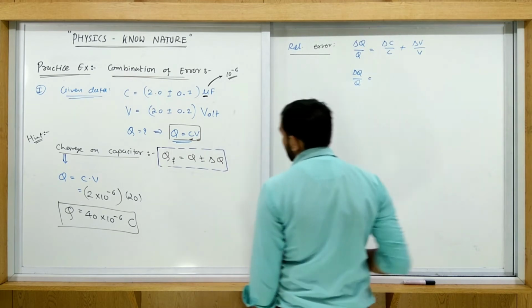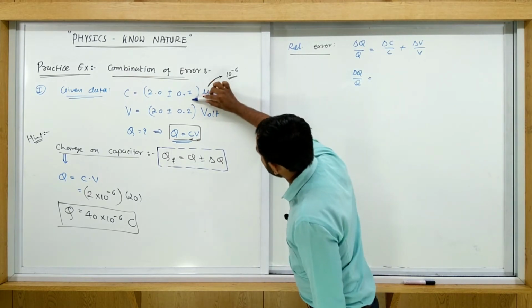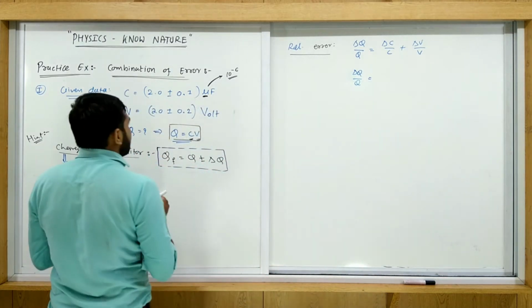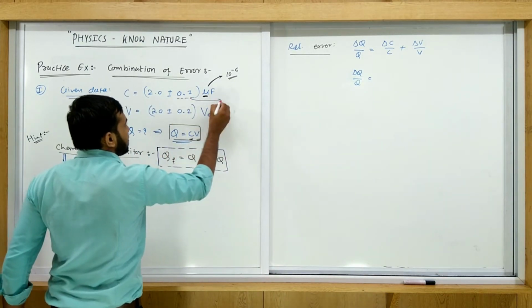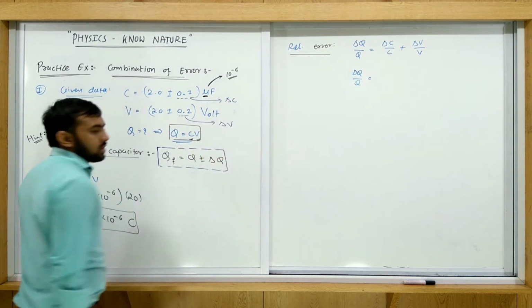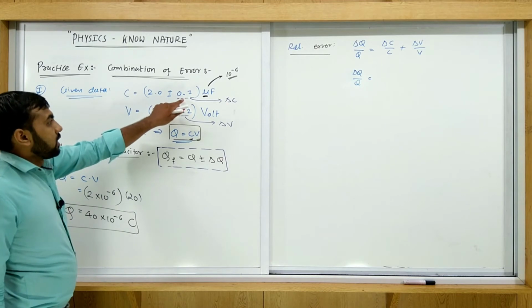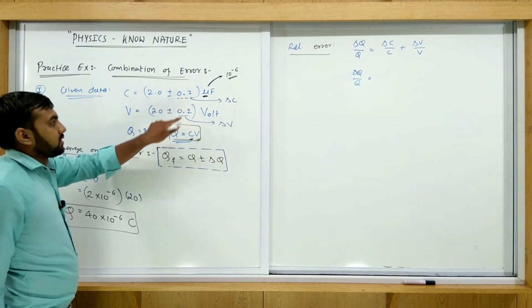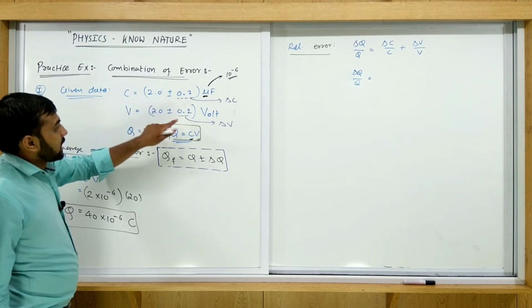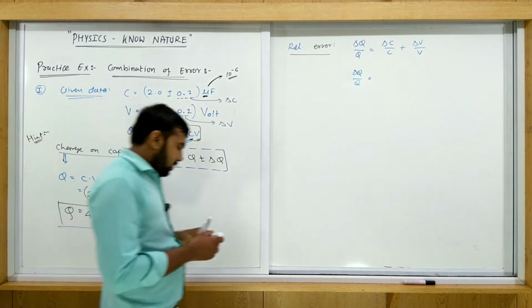What is this delta C upon C? This represents delta C and this represents delta V, as we all know because we have studied this. Delta C is the error in the capacitance and delta V is the error in the voltage. So delta C upon C plus delta V upon V. What is your answer?